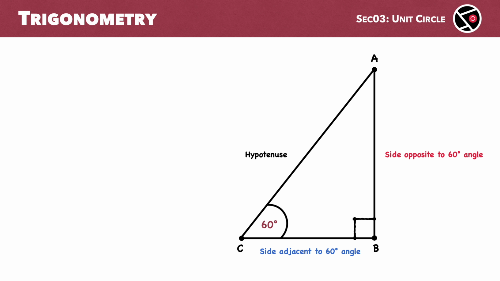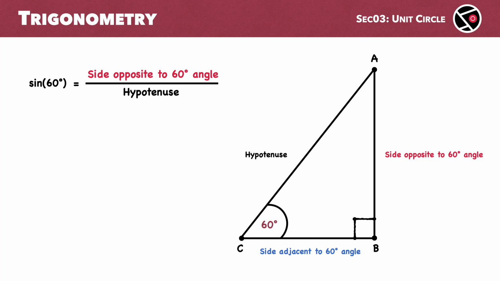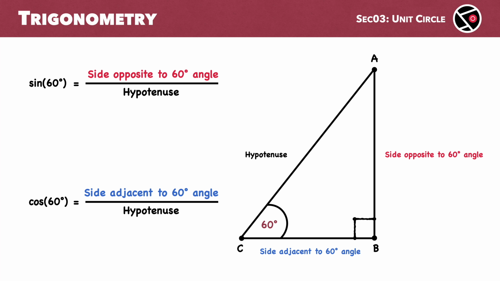For example, in this case, the sine of 60 degrees is the ratio of the side opposite the 60-degree angle to the hypotenuse. Similarly, the cosine of 60 degrees is the ratio of the side adjacent to the 60-degree angle to the hypotenuse. What trigonometry does is to provide us with the values of these ratios for every possible internal angle.